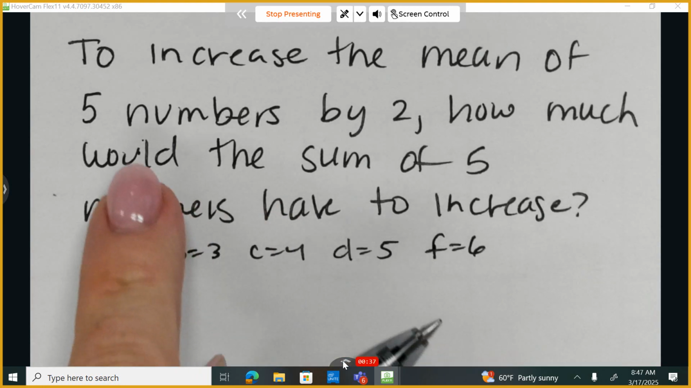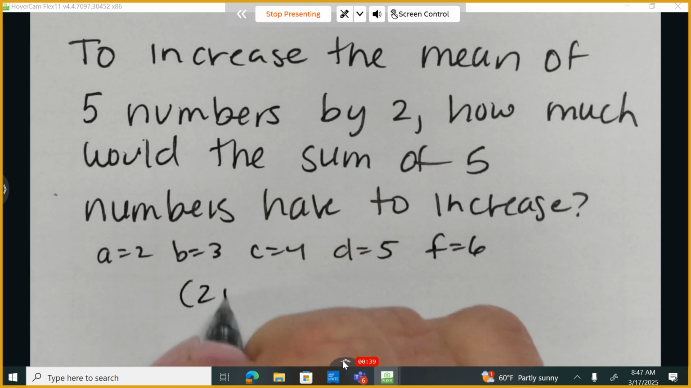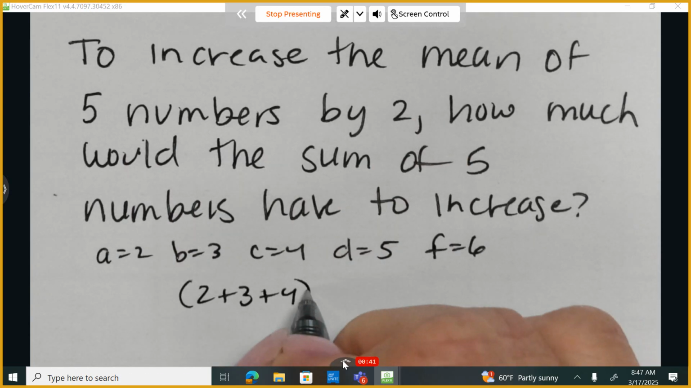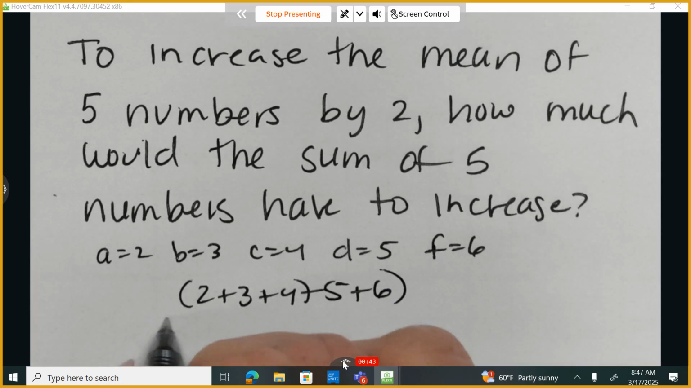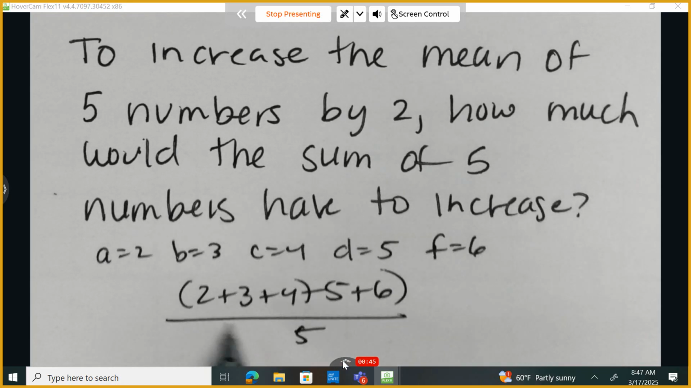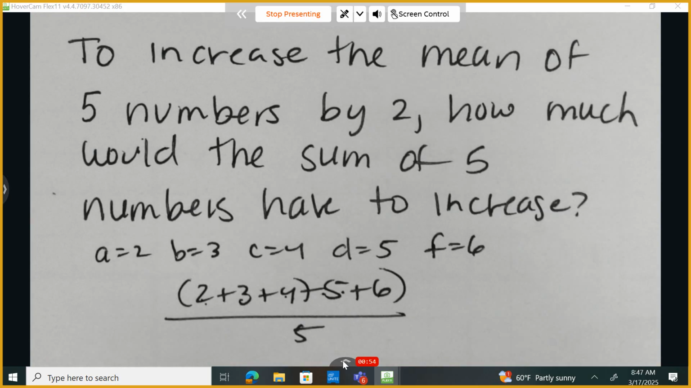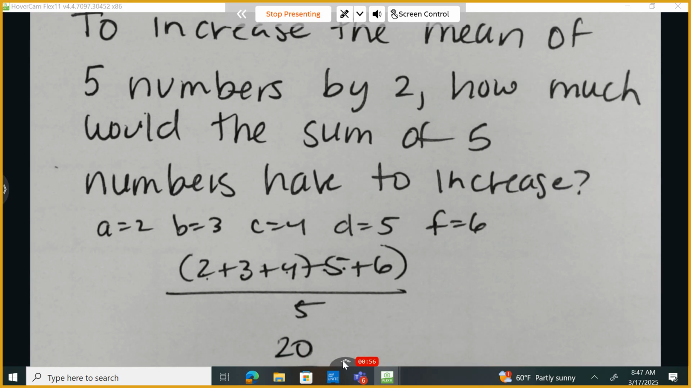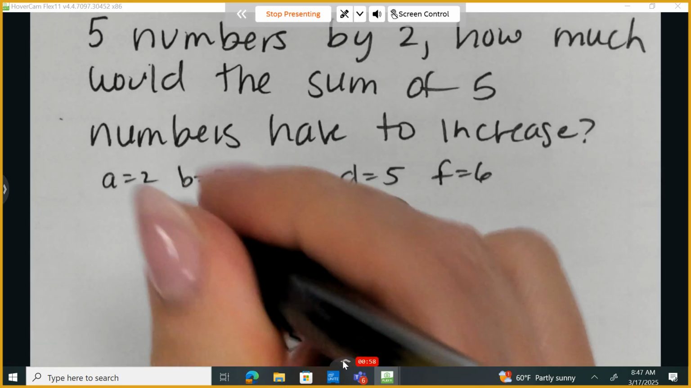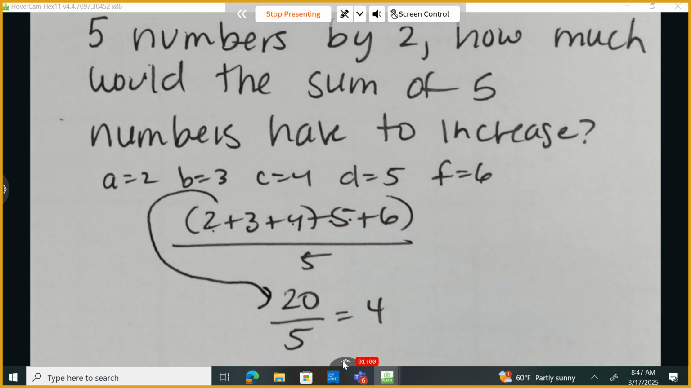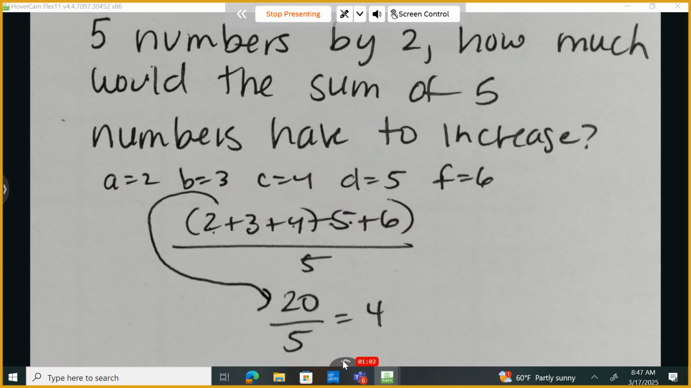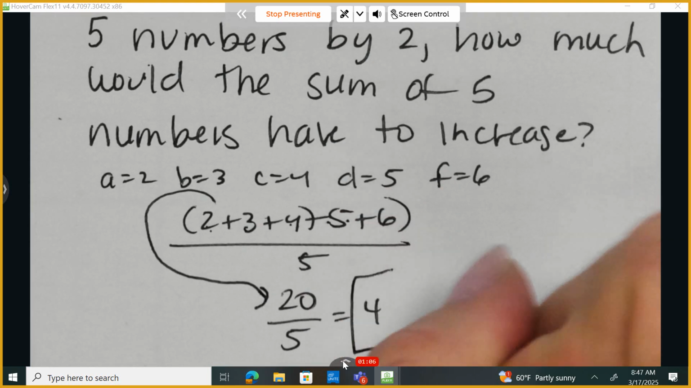Now it says that the average of these, so if I add these together, 2 plus 3 plus 4 plus 5 plus 6, there's 5 numbers. I'm going to divide it by 5. Let's see here. We have 2 and 3 is 5, 5 and 5 is 10, and then there's another 10. This is 20. So I have 20 over 5 equals 4. So the sum of the 5 numbers right now, without any increase, is 20. I'm dividing by 5 because there's 5 numbers, and I get a mean or average of 4.